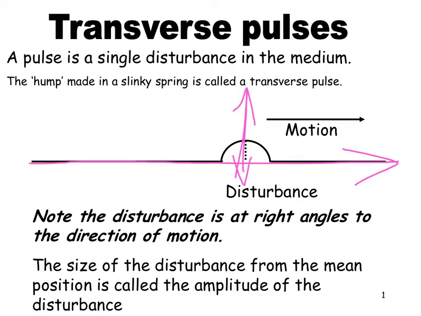What is a transverse wave? A transverse pulse is a single disturbance in a medium. A pulse is just one disturbance. The transverseness refers to the fact that the pulse is moving along there, but the medium goes up and down.